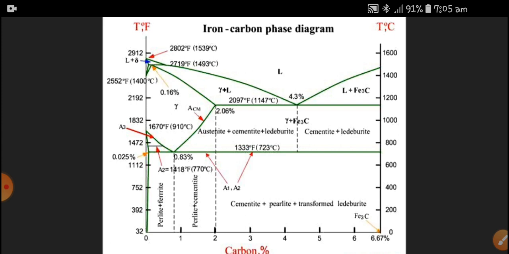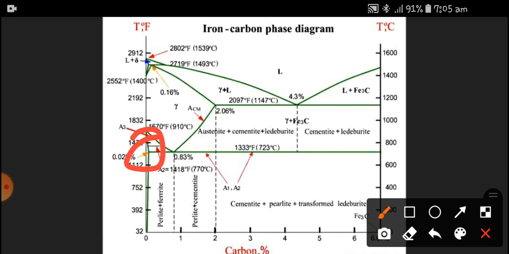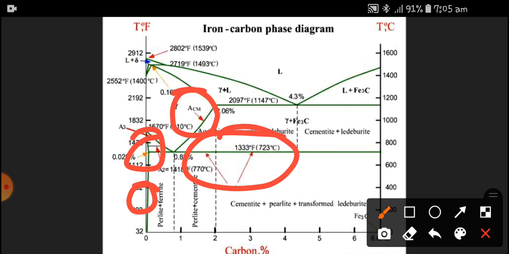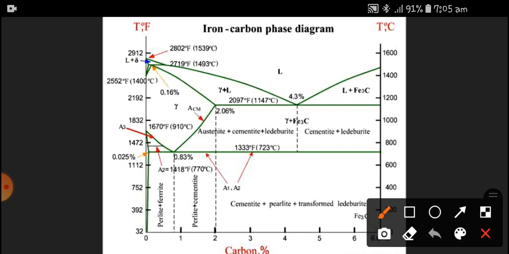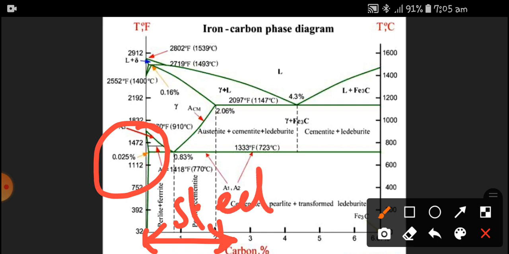Here the lines like the A1 line, the A2 line, and the ACM line are all very important. With this diagram I can even explain the phases, but for your clarity, I'm going to make it in a theory mode. Here you can notice that the purest ferrite is at 0.025 percent of carbon. This is called ferrite. From 0 to 2.1 percent, it is called steel, and from 2.1 to 6.67 percent it is called cast iron.